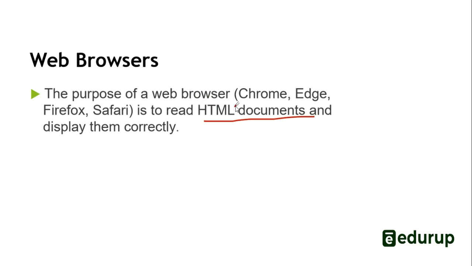It is always used to read the HTML documents and it should display them correctly. The content should be displayed on the web page in the correct format. That is the main reason for a web browser. So it has a very important role in HTML. Now we have learned about web browsers.